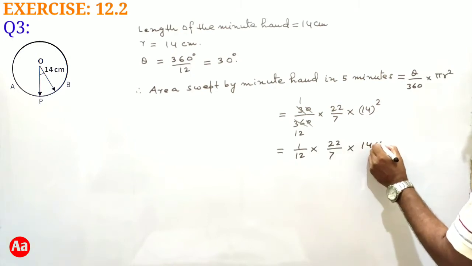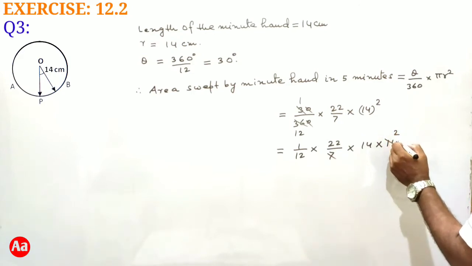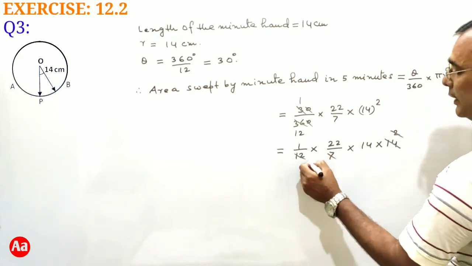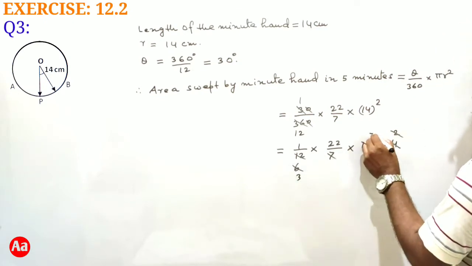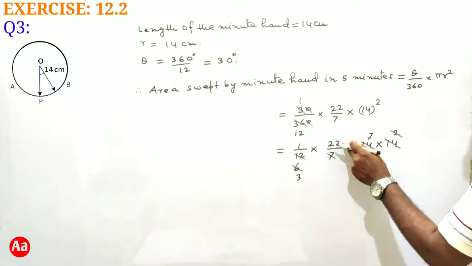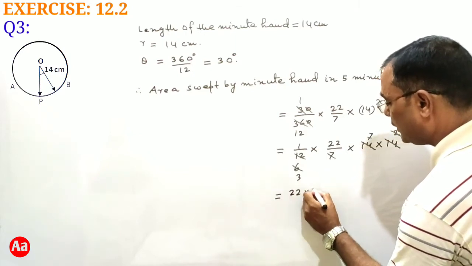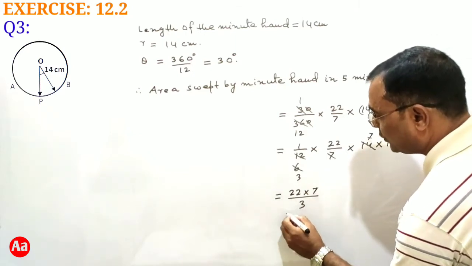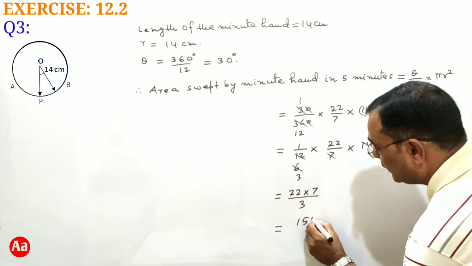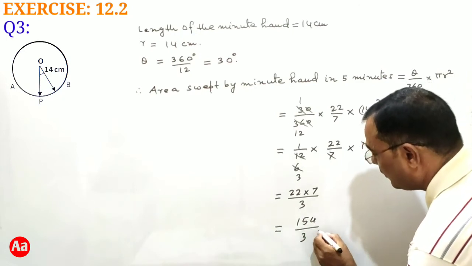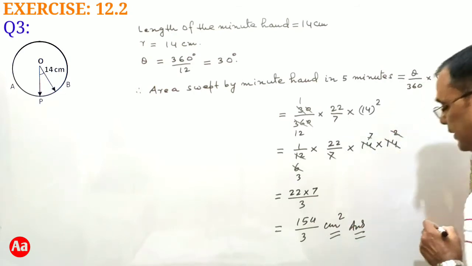We can write 14 into 14. 7 twos are 14. 2 sixes are 12. 2 threes are 6 and 2 sevens are 14. So 22 into 7 by 3. This is 22 into 7 by 3. This is equal to 154 by 3 centimeter square, and this is the answer.